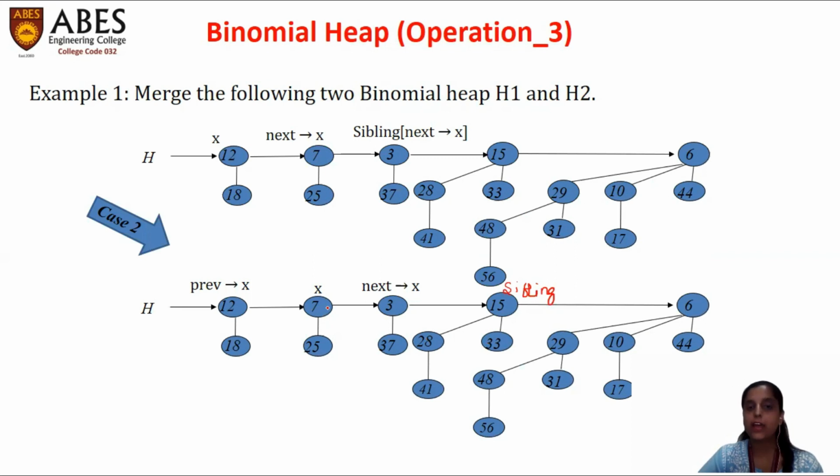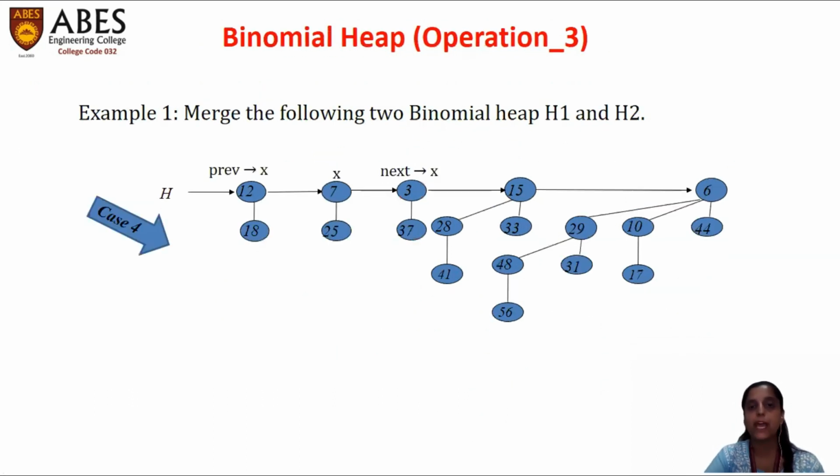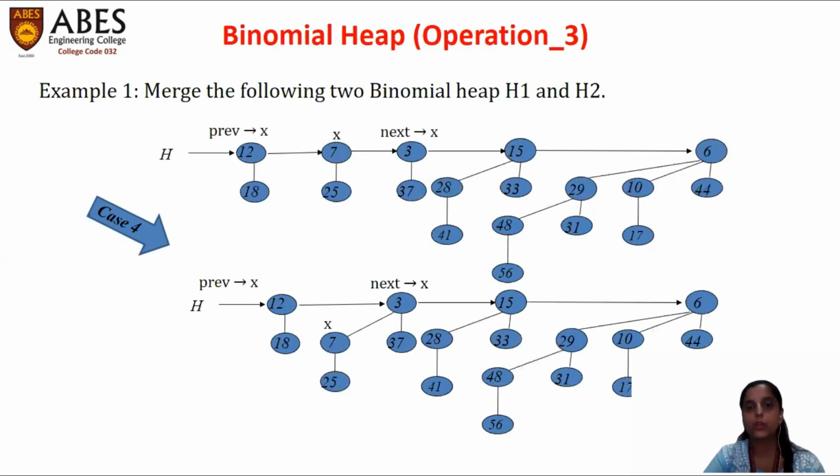Here, the key value of x is greater than the key value of next x. So case 3 can't be applied, and we have to apply case number 4. We have to remove this particular x from the root node and attach it to the child node of next x. So let's see how it actually works. When we apply case number 4 here, what will it become?